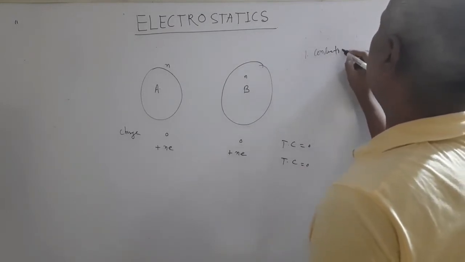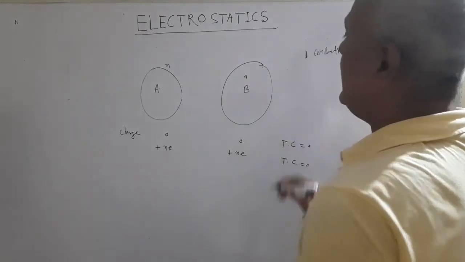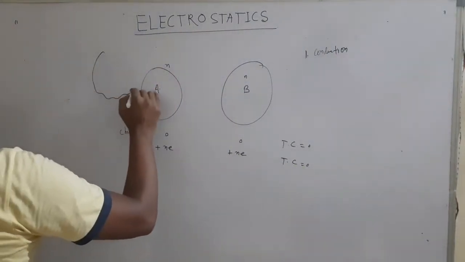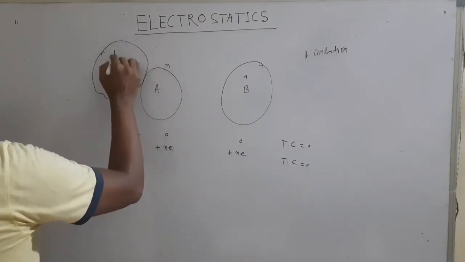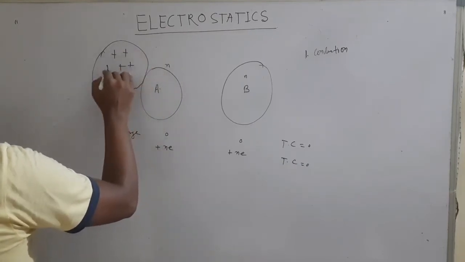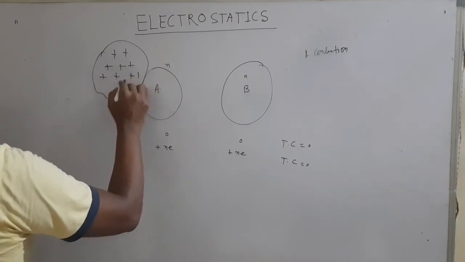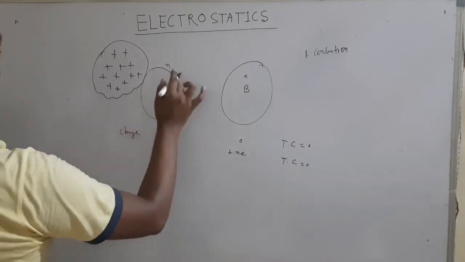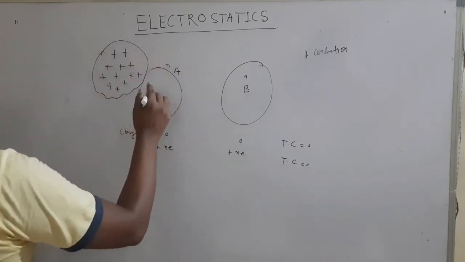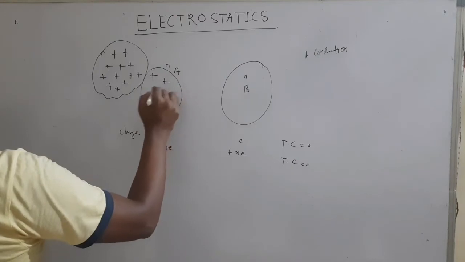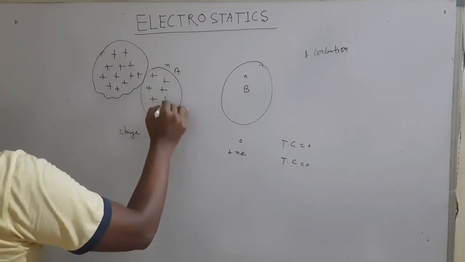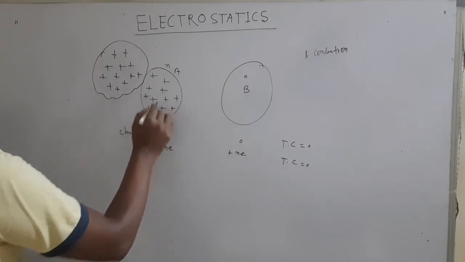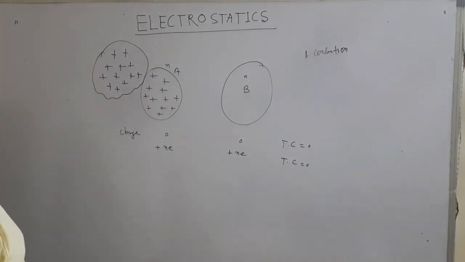Conduction means you have a body which is already charged, and you touch it to another body. Suppose I have this body, and it is positively charged. If I bring this body in contact with body A, then body A will also get charge according to the size or surface area. The total charge will be distributed in the ratio of their areas. So this body also becomes positively charged.